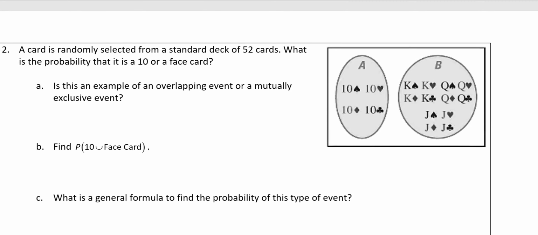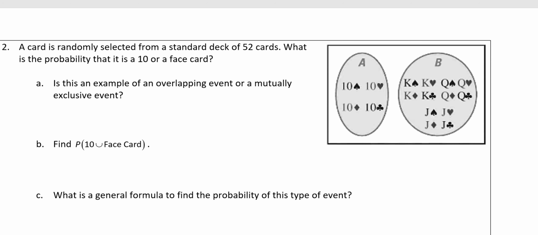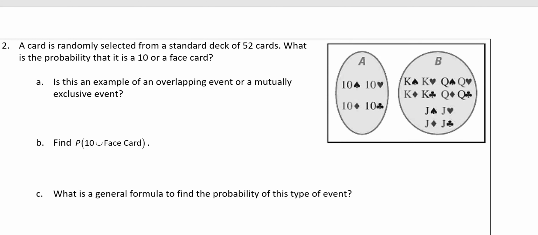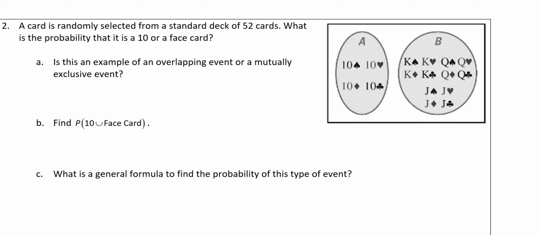Okay, so now let's look at a little bit more. A card is randomly selected from a standard deck of 52 cards. Okay, so if you recall, there are 52 cards in a deck. There are 4 different suits. So we have hearts, we have clubs, we have diamonds, and we have spades. Spades and clubs are black, hearts and diamonds are red. There is 1 through 10, and then there's a king, a jack, and a queen for each suit. Okay, so 13 cards in spades, 13 cards in hearts, 13 in diamonds, and 13 in clubs. So that's where they get 52. 13 times 4 is 52.